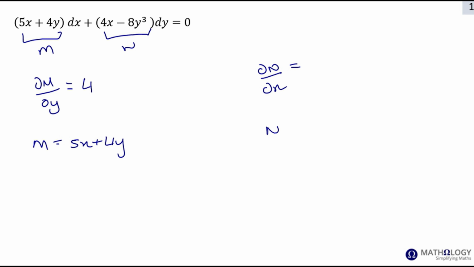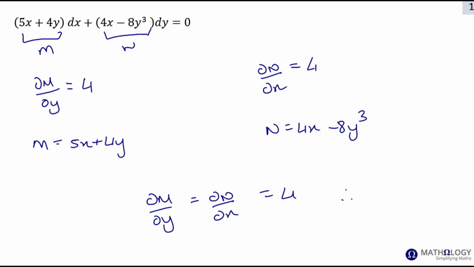And then likewise for N, which is 4x minus 8y cubed, we're taking the partial of N with respect to x. Any term that doesn't contain an x is treated as a constant. So minus 8y cubed, when you differentiate with respect to x, is just going to be 0. So that takes no part. The derivative of 4x with respect to x is just going to be 4. So clearly we can see that the partial of M with respect to y equals the partial of N with respect to x, which is 4. Therefore, the differential equation is exact.